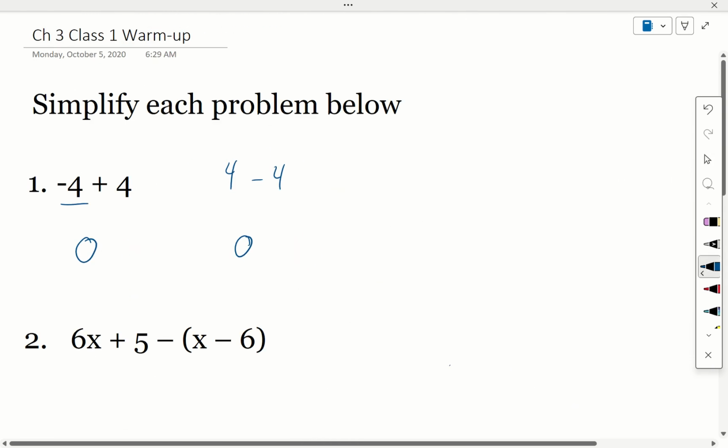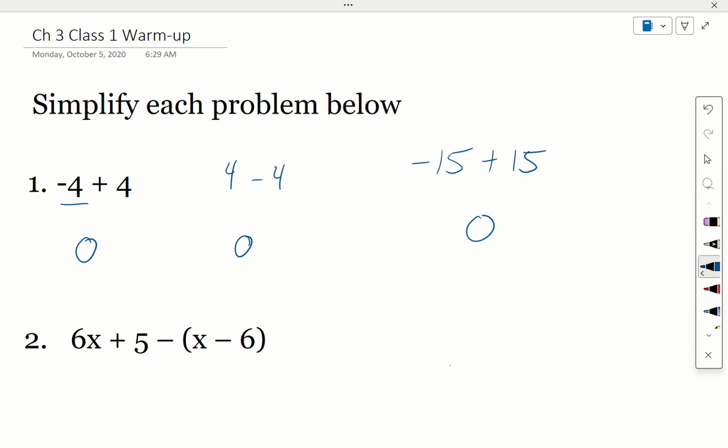What if we had like, I don't know, like negative 15? How can we turn that into a 0? We can add 15 to it. -15 plus 15 is equal to 0. That seems easy enough, but this is really the cornerstone of this concept today: we're going to be turning numbers into 0 using addition and subtraction.